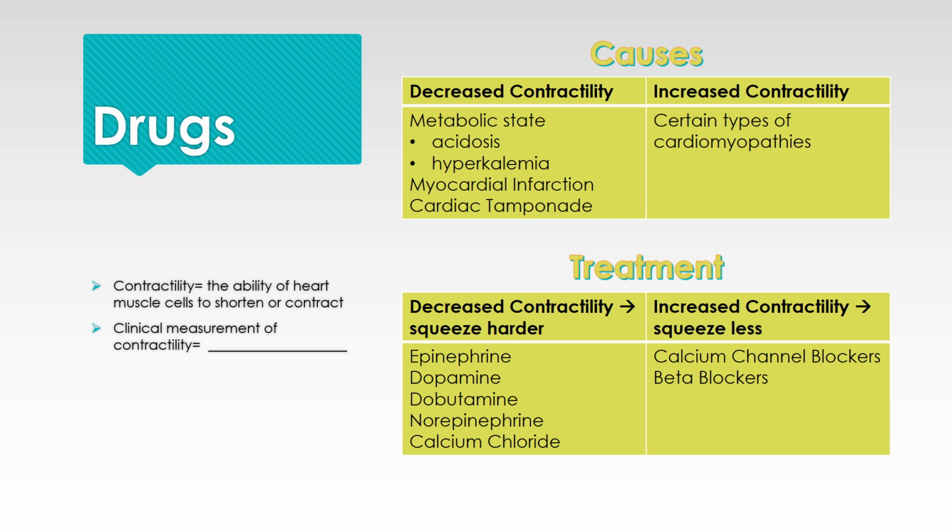On the flip side, if our problem is that we have too much squeeze, if our contractility is too high or increased, we need to lessen that squeeze. And we do that through beta blockers and calcium channel blockers.